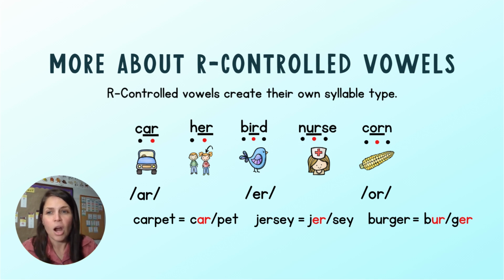So by teaching R-controlled syllables and R-controlled vowels explicitly and systematically, students are going to be able to decode more complex words with ease, especially when they can break down longer words into syllable types and recognize the syllable types and apply their knowledge of what letters represent which sounds so that they could read those words accurately.